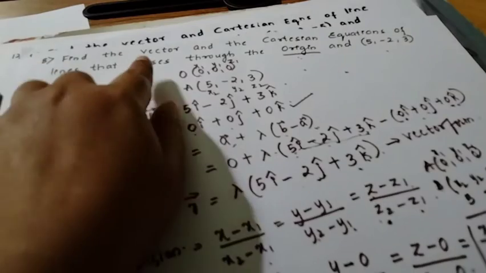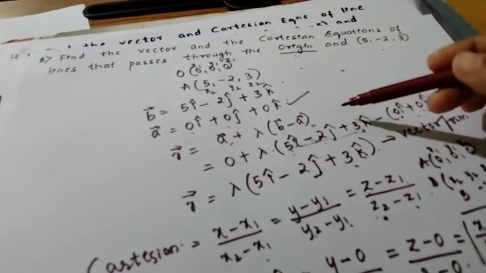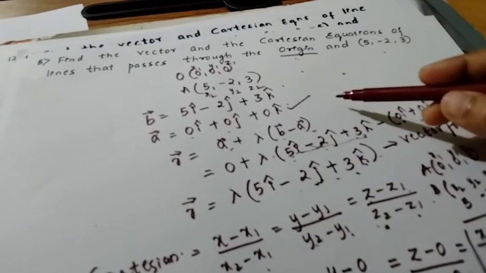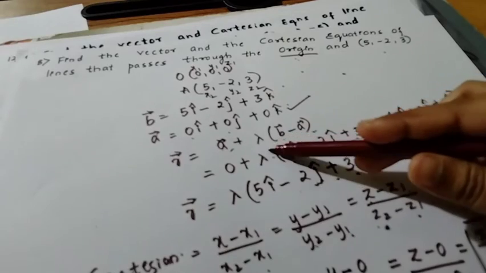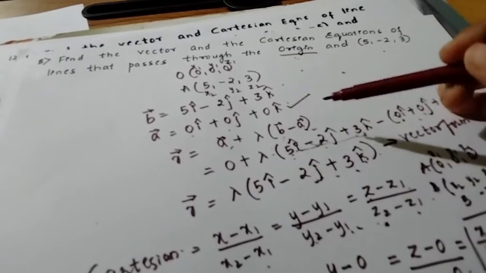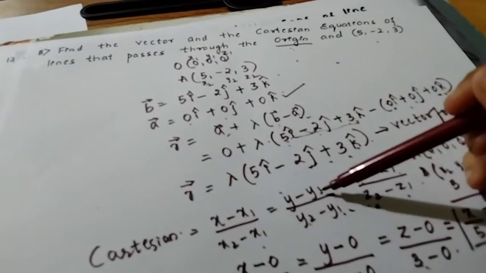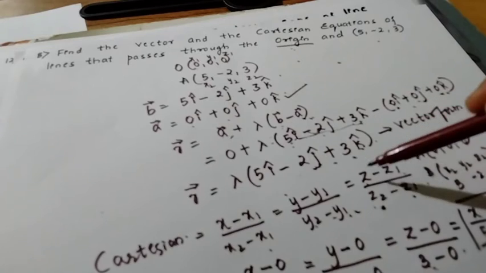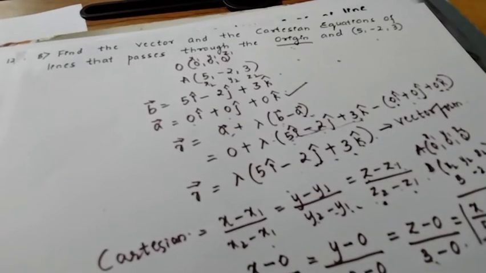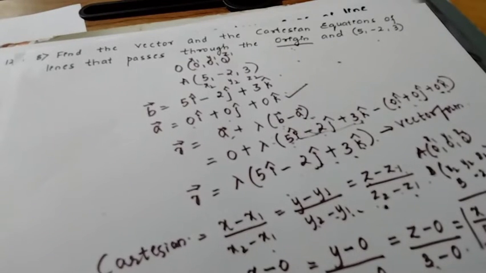If you see here, find the vector as well as Cartesian form. So in both the forms you have to derive it. So vector form, r is equal to a plus lambda times of b minus a. If it is in Cartesian form, you have x minus x1 divided by x2 minus x1, y minus y1 divided by y2 minus y1, z minus z1 divided by z2 minus z1. So these are the equations in both the forms.